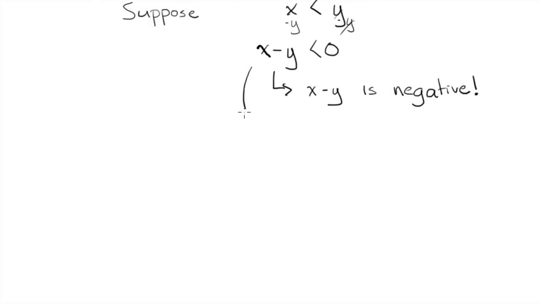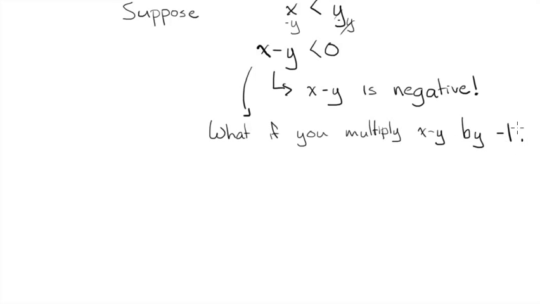Now let's try, what if you multiply x minus y by a negative number? And actually, just to make it simple, let's multiply it by negative 1. What if you multiply x minus y by negative 1? Okay, so I'm going to do a specific negative number, but this you could generalize to any negative number.